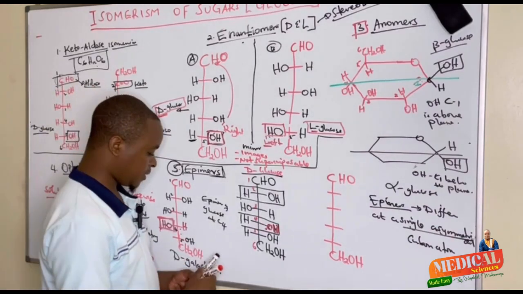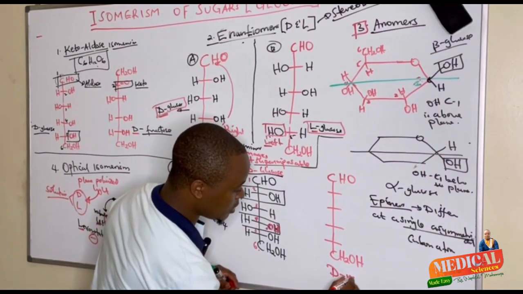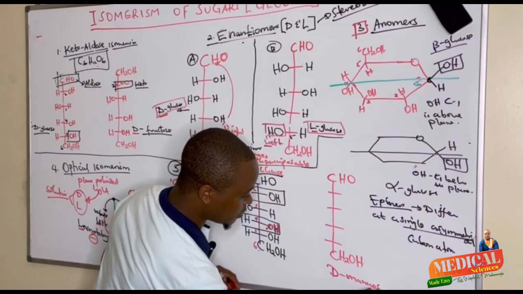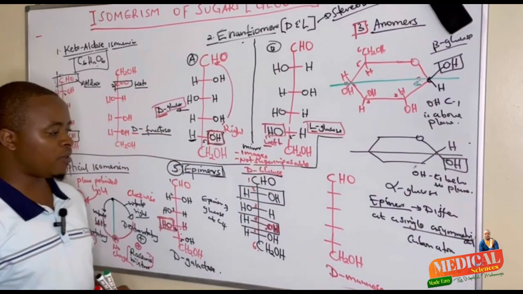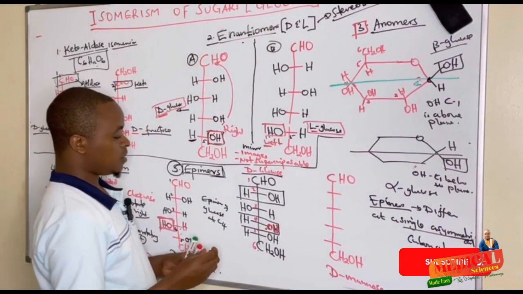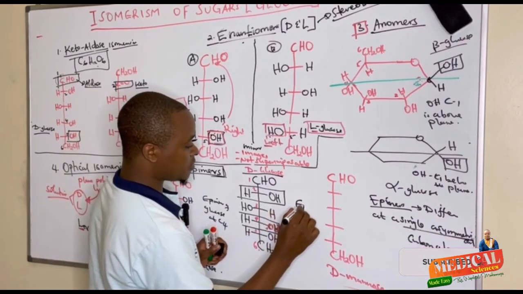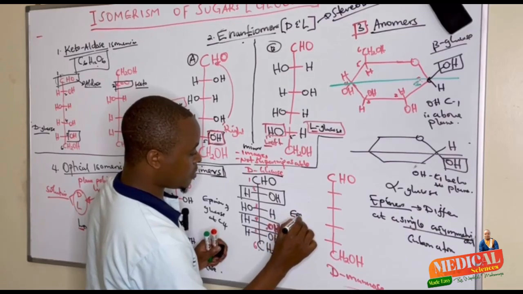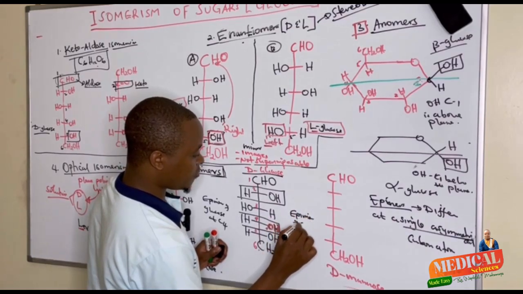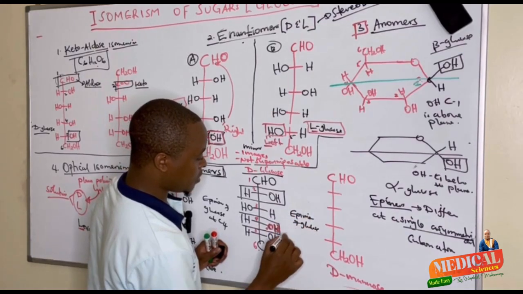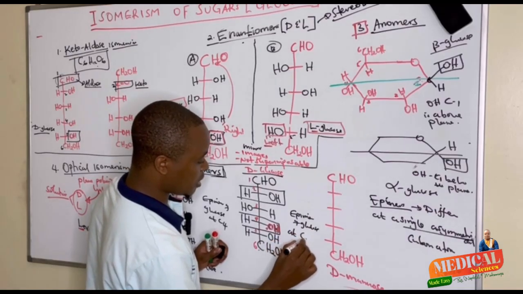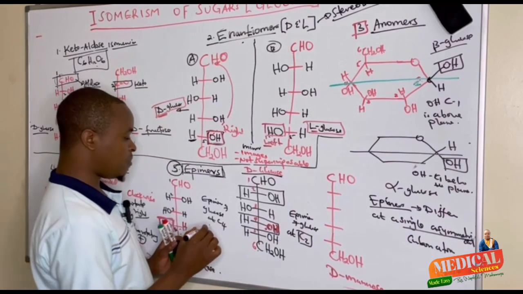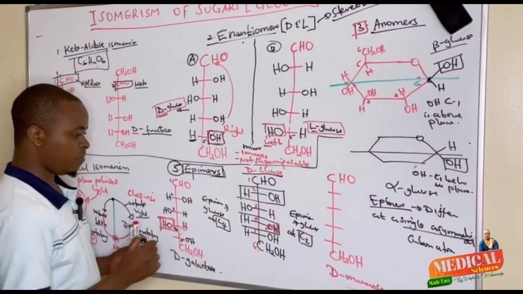Whereas D-mannose is an epimer of glucose. This one becomes an epimer of glucose at a single asymmetrical carbon, number 2. So this is at carbon number 2. This one is at carbon number 4.